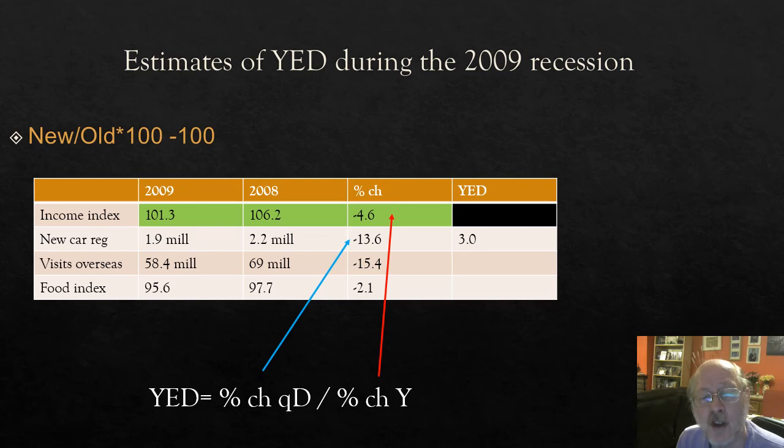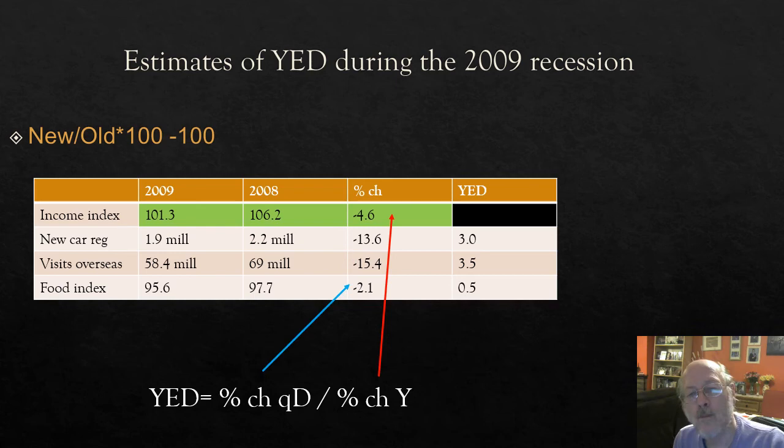So now I just need to calculate the income elasticity of demand. Straightforward: percentage change in quantity demanded, minus 13.6, divided by percentage change of income, minus 4.6. So the income elasticity of demand for cars is roughly 3.0. Visits overseas, income elasticity is 3.5, higher than new cars. Whereas for food, it's roughly 0.5. I should really have taken it to a second decimal place, but couldn't be bothered.